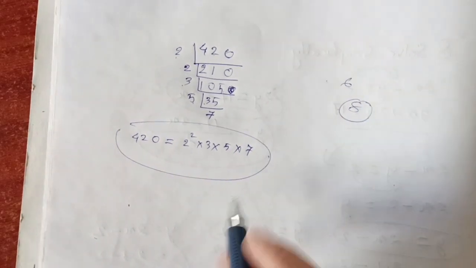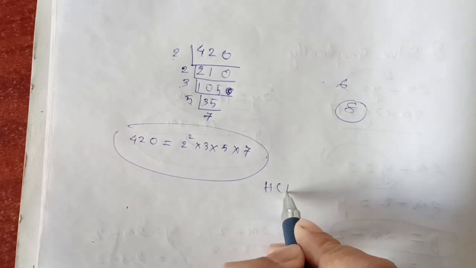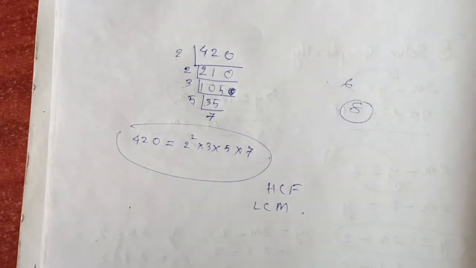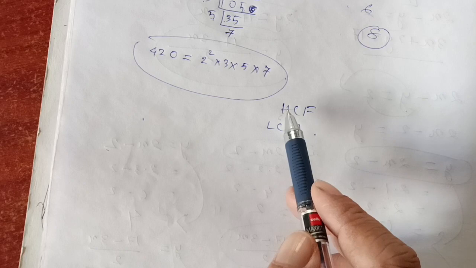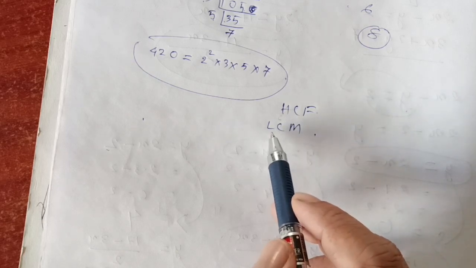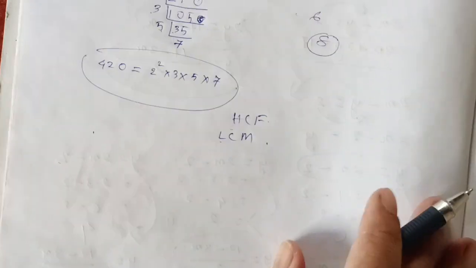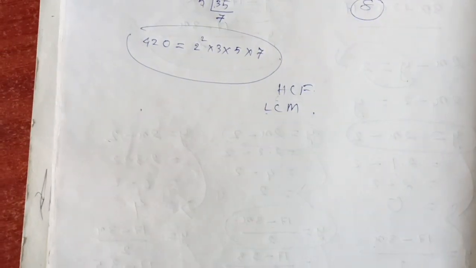Next, from prime factorization, how do we find the HCF and LCM? You know that HCF is the highest common factor, and LCM is the lowest common multiple. Let us take one example.